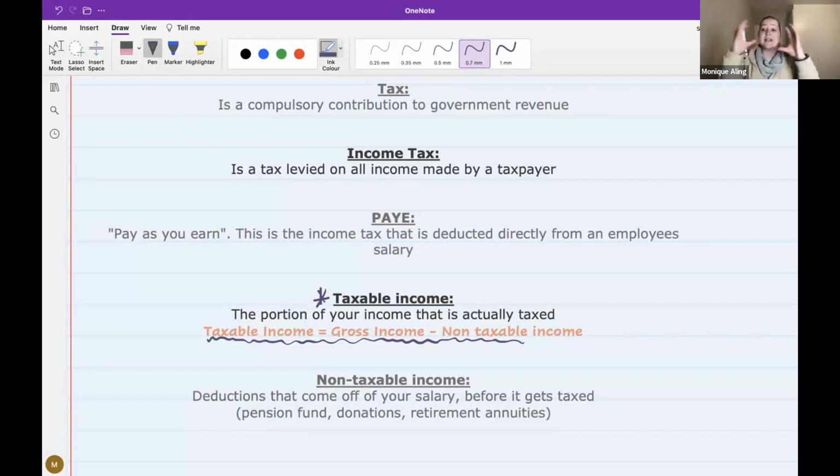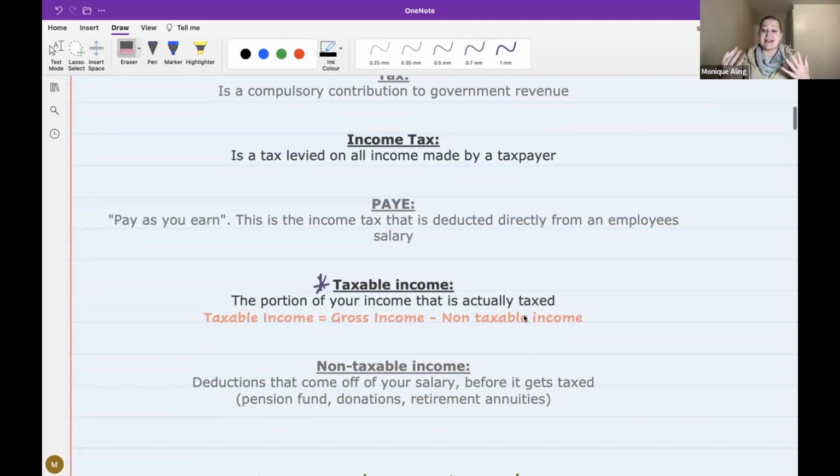So before we can work out how much tax someone needs to pay, we first have to work out their taxable income, the amount of money that they can be taxed on. Okay, good screenshot moment. Make sure you've got that formula. Like I said, we take our gross income, we minus non-taxable incomes.